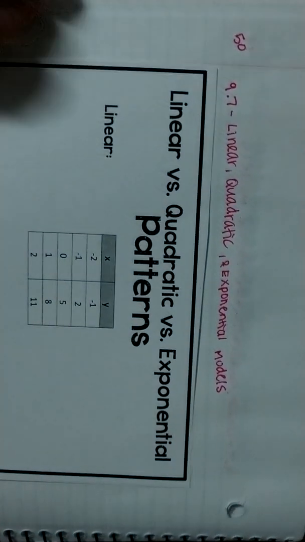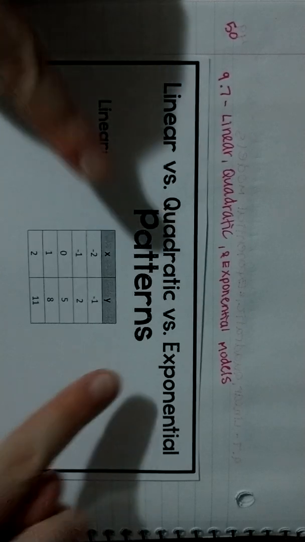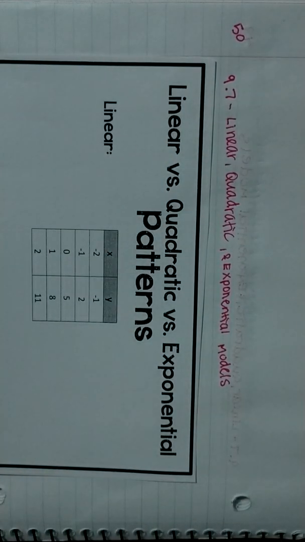Alright, so the second page of today's notes is page 50. Same title, 9.7 linear, quadratic, and exponential models. This is the one that says patterns on it with tables. If you need more time to write that title down, please pause this video now. Otherwise, I'm going to go ahead and start the notes.